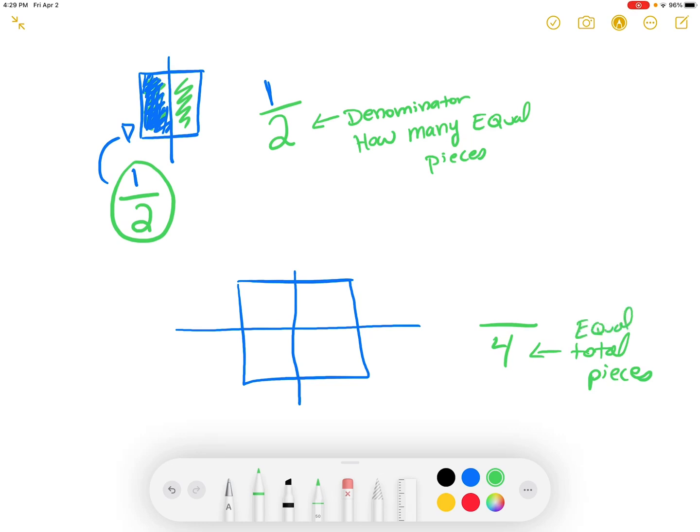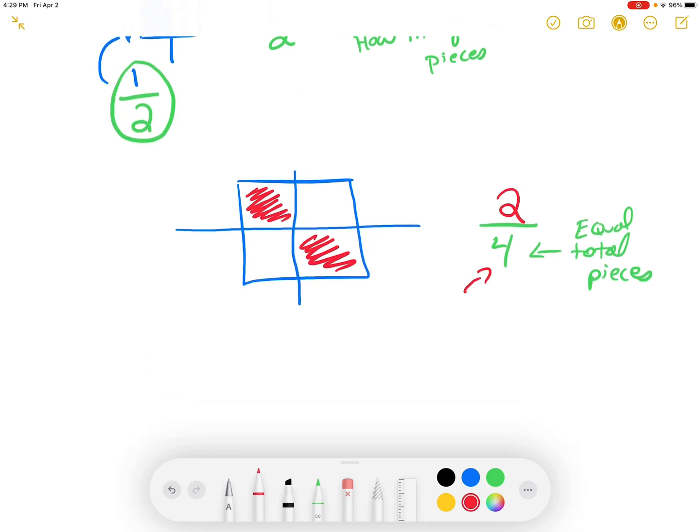And let's say I have 2 friends. I'm going to give this piece to John and this piece to Jane. So the question is, how many pieces have I given away? Well, I've literally given away 2 out of a total of 4 pieces. I've given away 2 out of 4, or 2 fourths.